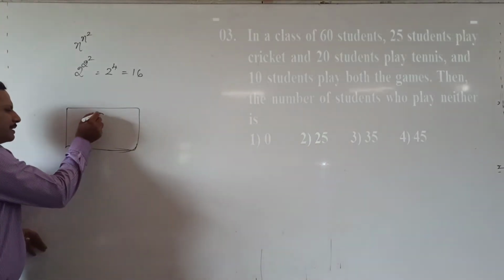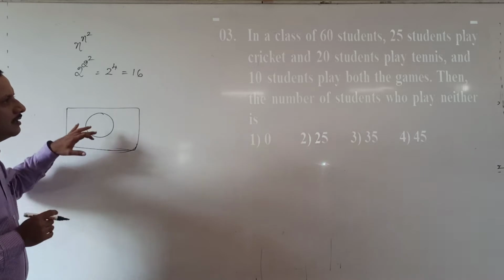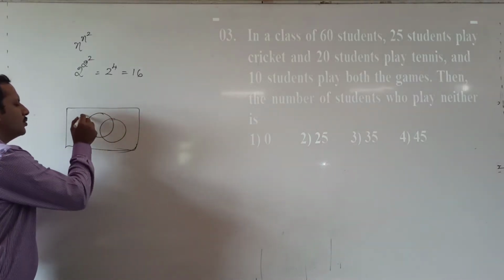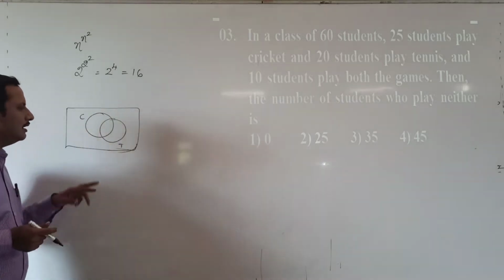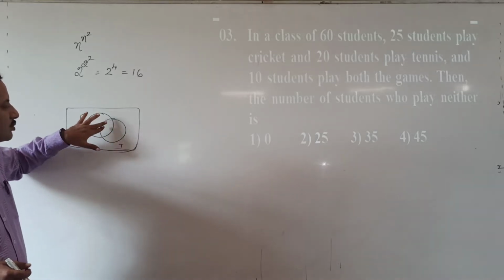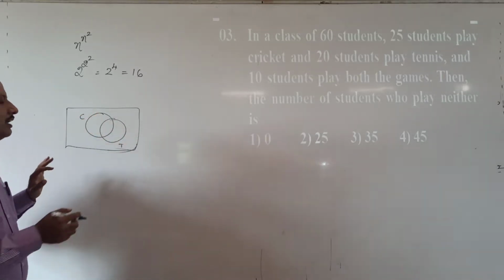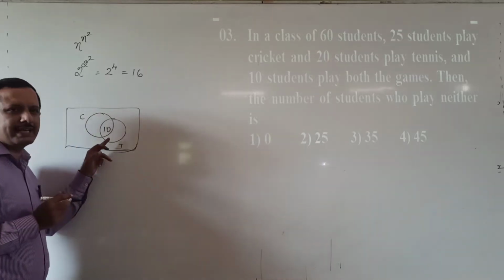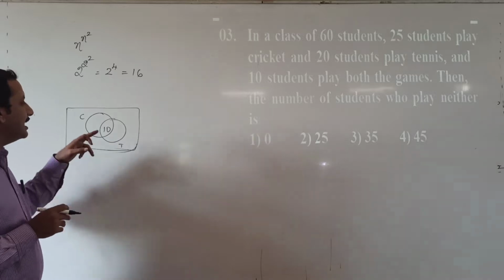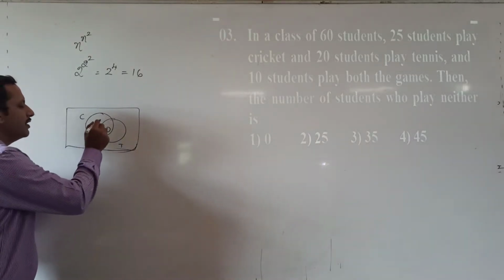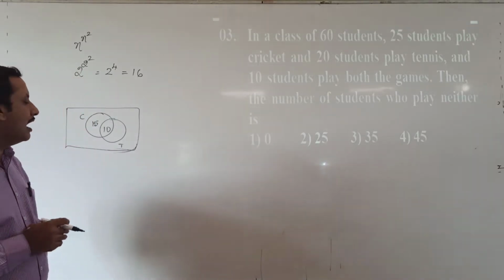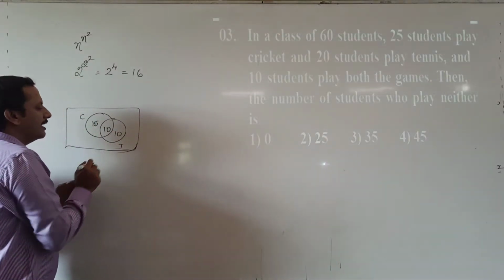Then let this represent the students who play cricket, and let it represent the students who play tennis. Okay? So this region, which is the intersection of these two, is the students who are playing both the games. So how many are there? 10 students play both the games, that 10 I will write here. And how many play cricket? 25 students play cricket. In that, 10 I have written here, the remaining is 15. Then, how many play tennis? 20 students play tennis. Among 20, 10 are here. The other 10 are right here.